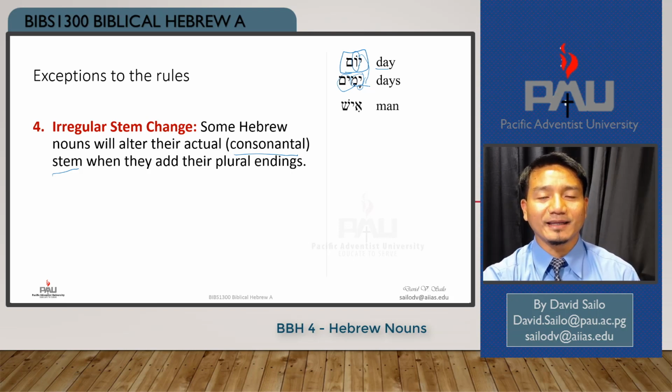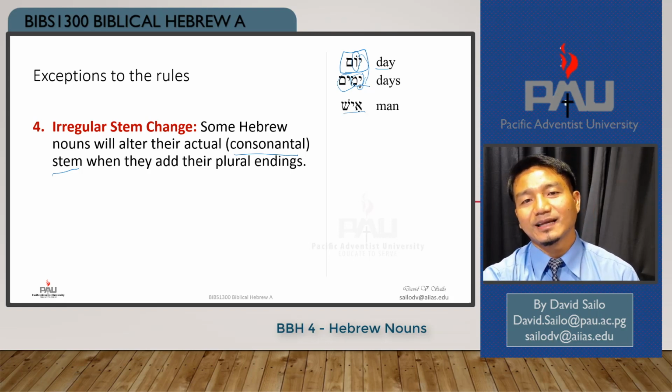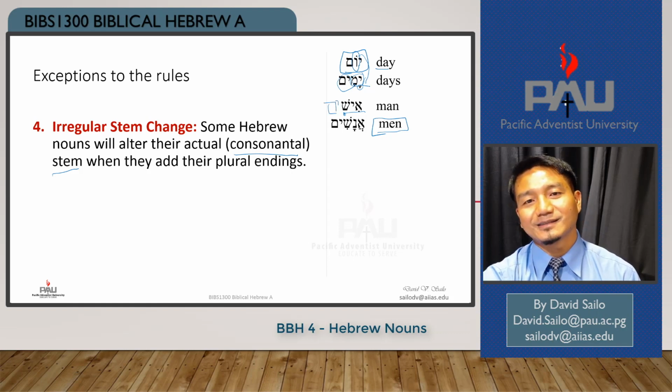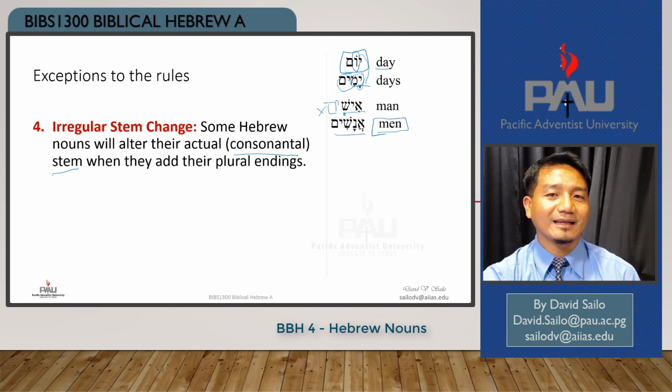And how about man? Ish. This is the word for man. And woman, we just add isha, right? And we make it plural. But how about when we want to talk about many men? It's not ishim. We might expect to have that for the ending, but it's not. It's going to be anashim. And there is no way you could explain this. There are no rules for this. You just need to learn, okay?